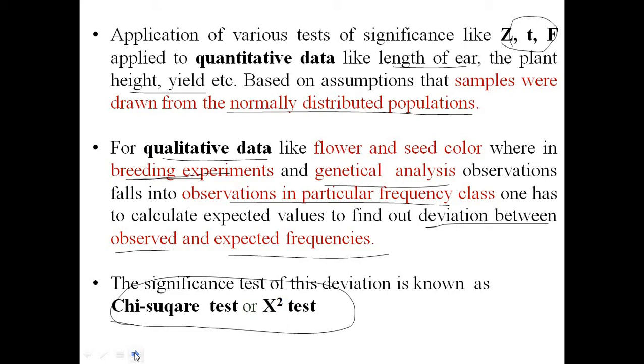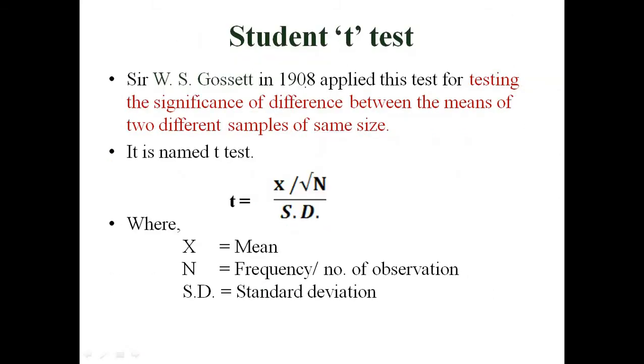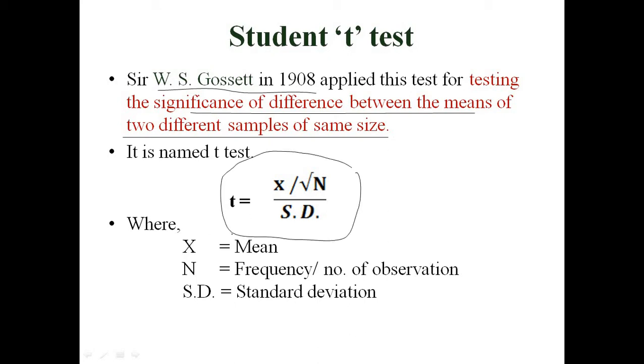Now we go into detail for the t-test. This was first given by William Gosset in 1908 and is useful for testing the significance of difference between the means of two different samples of the same size. In the formula, small t is the student t-test distribution, x bar is your mean, n is the number of observations, and SD stands for standard deviation.